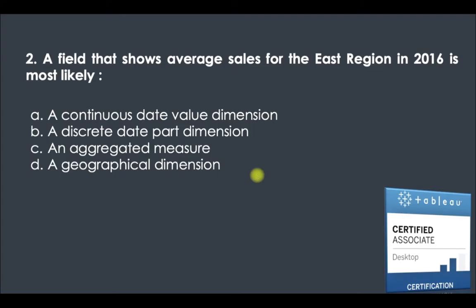A field that shows average sales for the East region in 2016 is most likely a continuous date value dimension, a discrete date part dimension, an aggregated measure, or a geographical dimension. Now, when we say it shows average sales, the moment it says average, it gives you a hint that it could be a measure. And it's talking about sales, so definitely it's a measure and not a dimension. If you see the options, the only option is C, an aggregated measure. So that would be the answer.